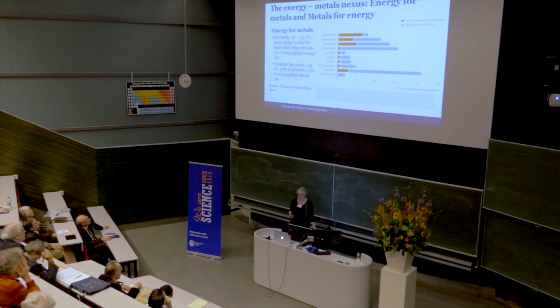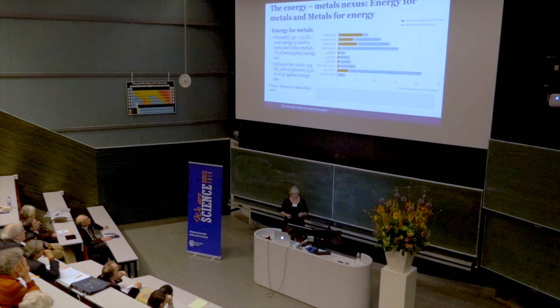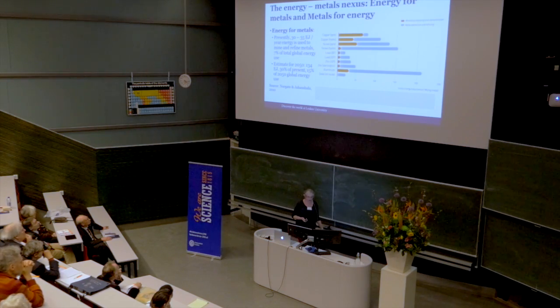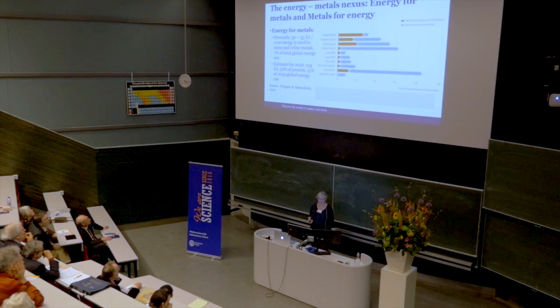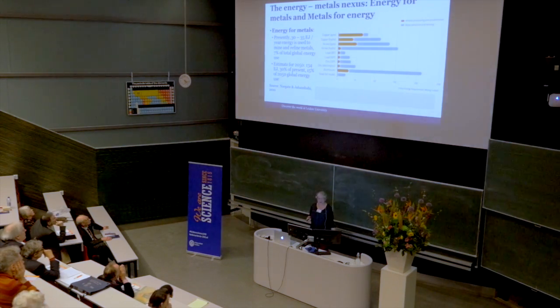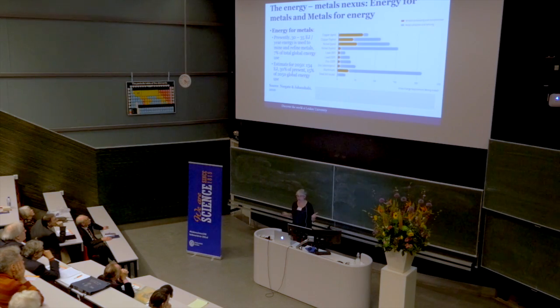The estimates for the future show really big amounts. And that's because the demand for metals is growing very fast, and there is no sign that it will slow down anytime soon. So by 2050, the estimate is that we use 134 exajoule, which is 30% of the present total global energy use, and 15% of the estimated energy use from the energy scenario. So that means that the amount of energy that we use to produce metals goes up in an absolute sense, but also in a relative sense.